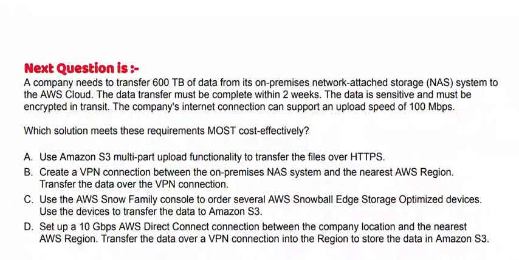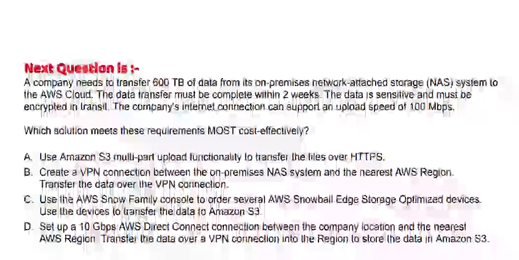Option A. Use Amazon S3 multipart upload functionality to transfer the files over HTTPS. Option B. Create a VPN connection between the on-premises NAS system and the nearest AWS region. Transfer the data over the VPN connection. Option C. Use the AWS Snow Family console to order several AWS Snowball Edge Storage Optimized devices. Use the devices to transfer the data to Amazon S3.